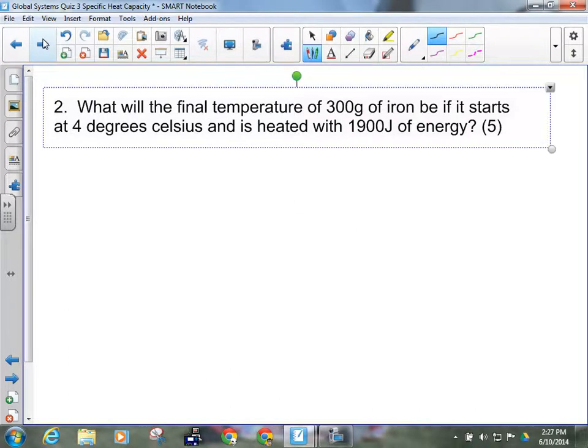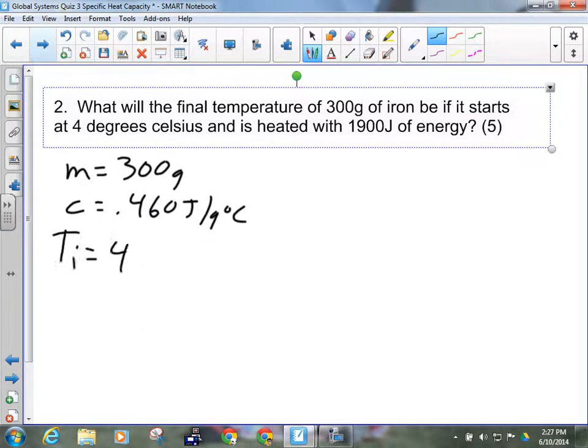All right, for number 2, again, they'll get a mark for their givens. We were told the mass of iron here was 300 grams. We're told it's iron, so it's 0.460 joules per gram degree Celsius. And we're told the initial temperature, 4 degrees Celsius, and the amount of energy input is 1,900 joules. Give them a mark for that.